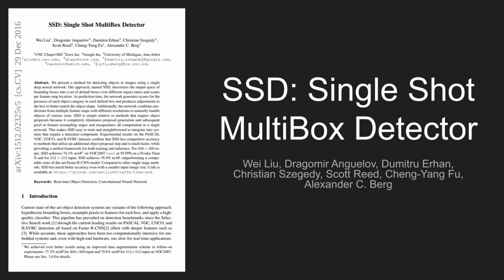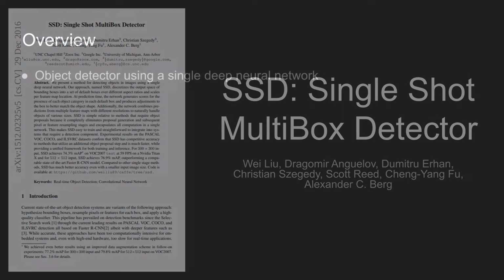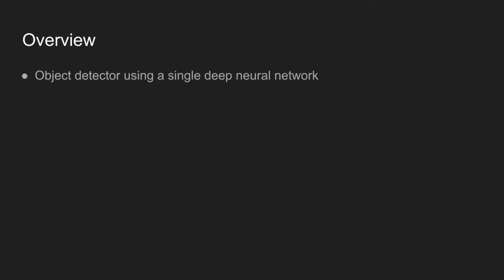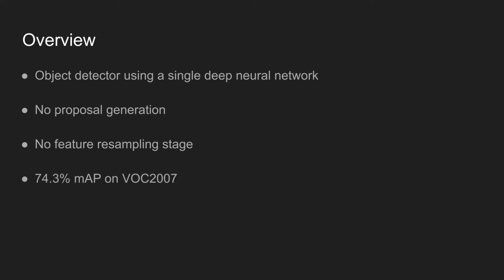Today's paper is SSD, single-shot multi-box detector. The SSD model is a single-shot object detection model. Unlike detectors like RCNN, the model in this paper makes no region proposals. Also, there's no feature resampling stage. Image is just fed into the network, and a single network is used to predict objects in an image. The model achieves mean average precision score of 74.3% on PASCAL VOC 2007 dataset.